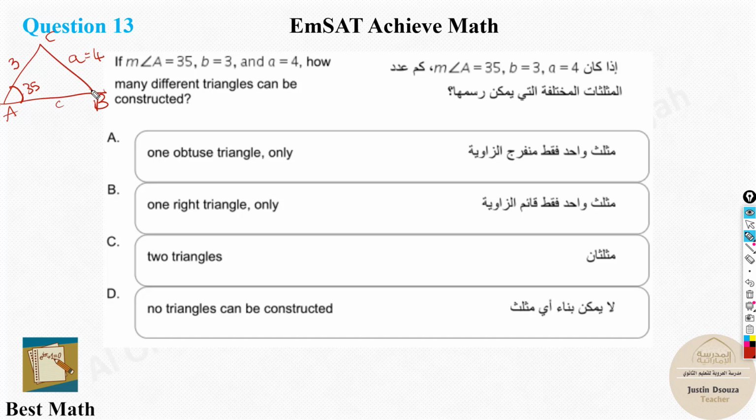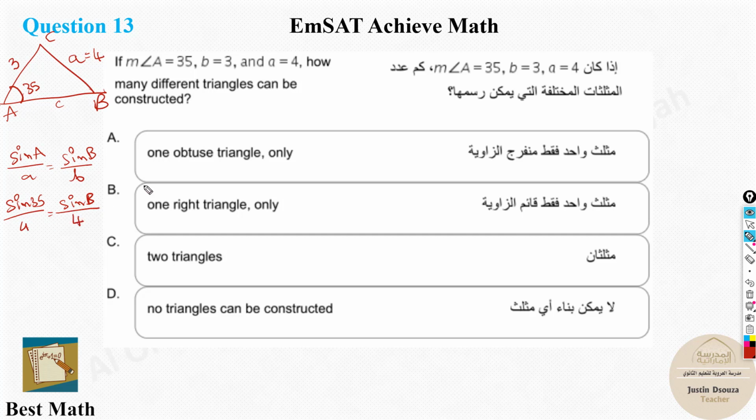Now we need to find any one of the other angles, and then we can tell whether it's obtuse, right, or what can be done. So how can you find the angle? I know two sides and one angle, so I can use law of sines. So sine A divided by side a equals sine B divided by side b. So sine 35 divided by 4 must be equal to sine B, which is unknown, divided by 3.